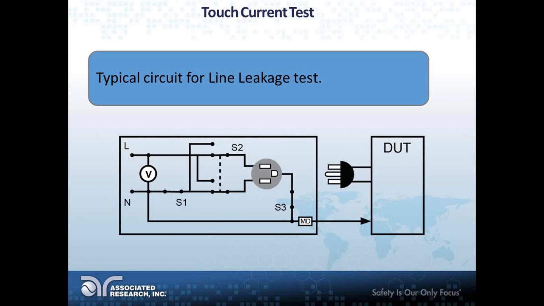Here's a typical circuit for a touch current test. The product being tested is on the right side of the picture, and the left side is the line leakage or touch current tester. As you can see, there are a few switches, S1, S2, and S3, and these are the switches that can simulate fault conditions on the input line. Opening and closing these switches in a sequence can basically insert or simulate fault conditions that are possible during normal function of the product.